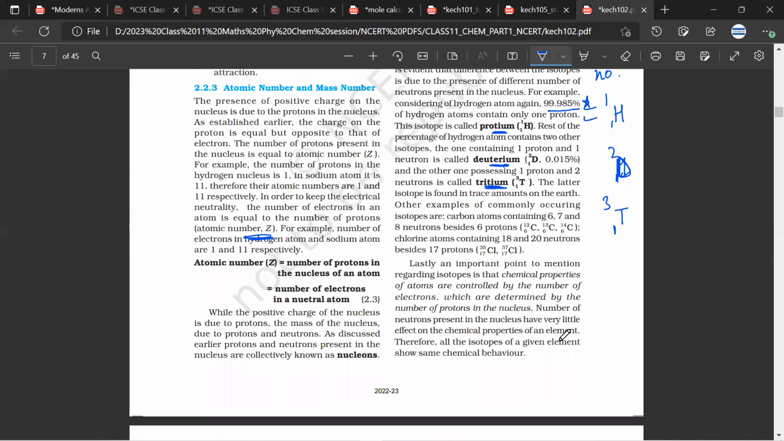Then, like we have discussed just before, carbon will occur in three isotopes, C12, C13, C14. Similarly, chlorine will have two isotopes, 35 and 37. Are we clear till here? They have told a few properties of isotopes: the chemical properties of isotopes are dependent upon the number of electrons, and the number of electrons is the same. So isotopes would have the same chemical properties. The number of neutrons has very little effect on the chemical properties. Are we clear till here?